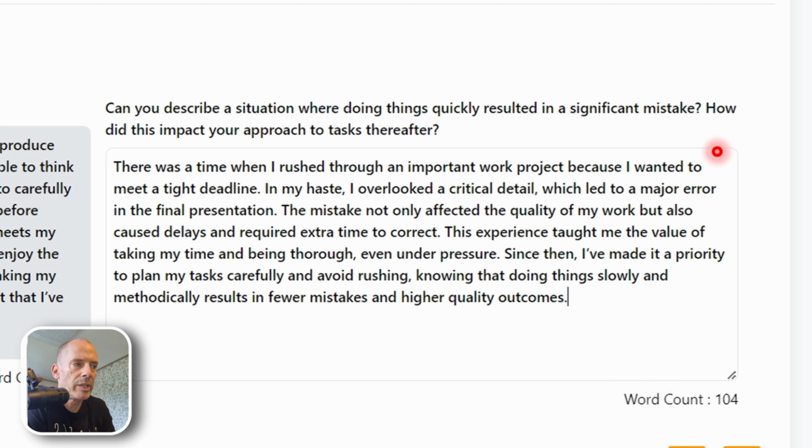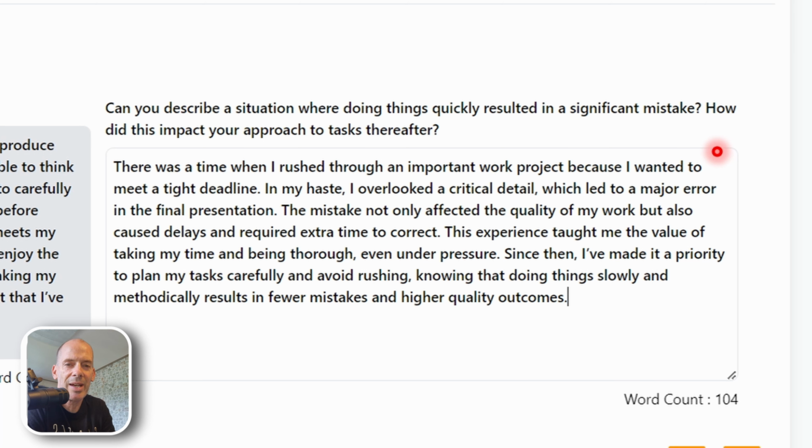The mistake not only affected the quality of my work, but also caused delays and required extra time to correct. This experience taught me the value of taking my time and being thorough, even under pressure. Since then, I've made it a priority to plan my tasks carefully and avoid rushing, knowing that doing things slowly and methodically results in fewer mistakes and higher quality outcomes.